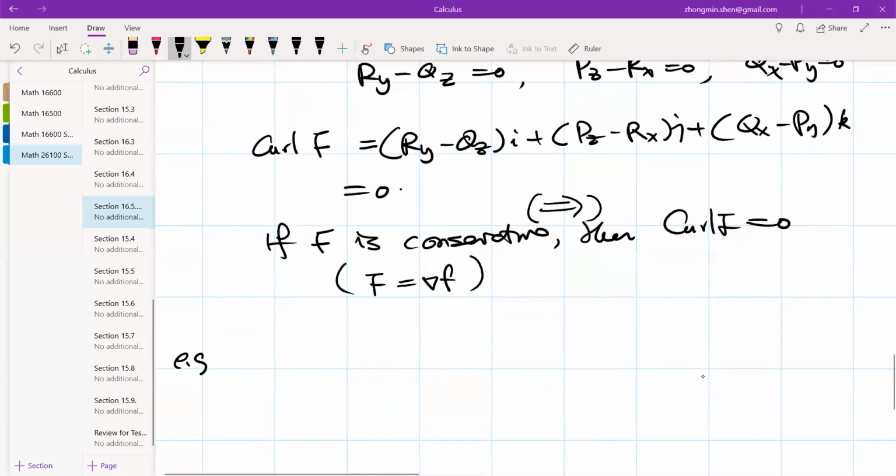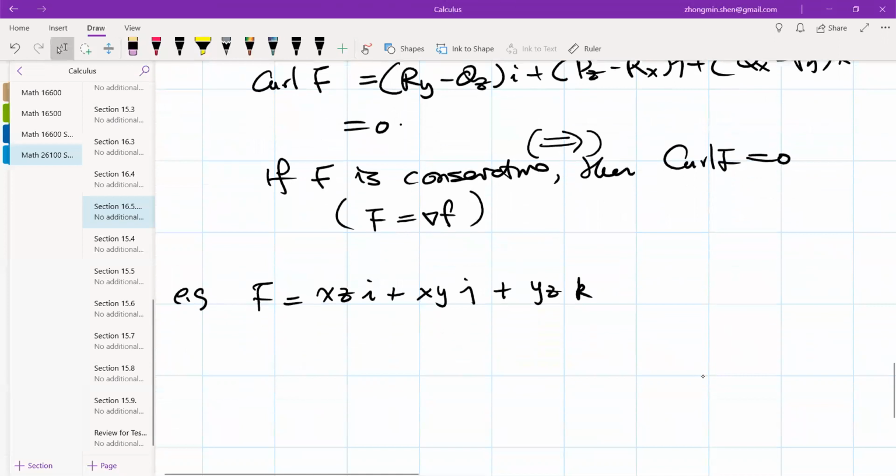Let's look at the example. Let F be xz i plus xy j plus yz k. This is a vector field defined on R3, 3-dimensional space. Let's calculate the curl. I already forgot the formulas, and it's not easy to do that.